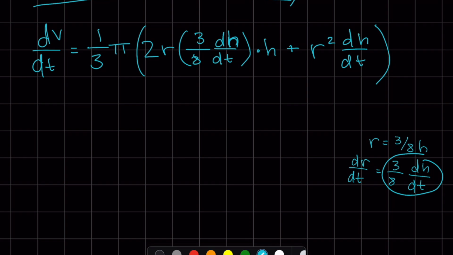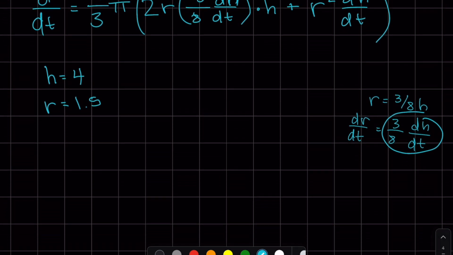I can plug in some values that I know. So the question was specifically asking for when h equals 4. And we solved for r to be 1.5. And that should be all the values I need to plug in. dV over dt equals 1/3 pi. And now I'm going to plug in those values and speed it up so you don't have to sit here.